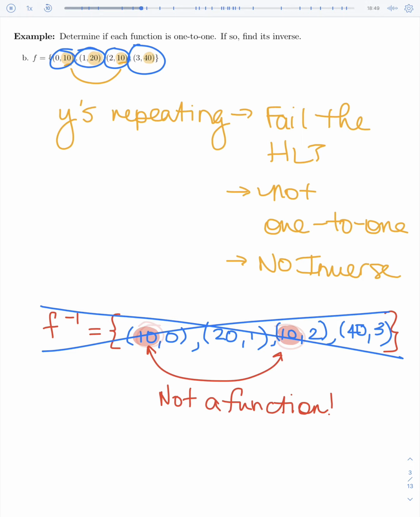So you can either catch it using the horizontal line test by looking at the y values, or you can just try to find the inverse and see what happens. It does fall apart on you because it's not a function. It doesn't pass the vertical line test because you do end up with repeating x values. Two different ways to catch the same issue.